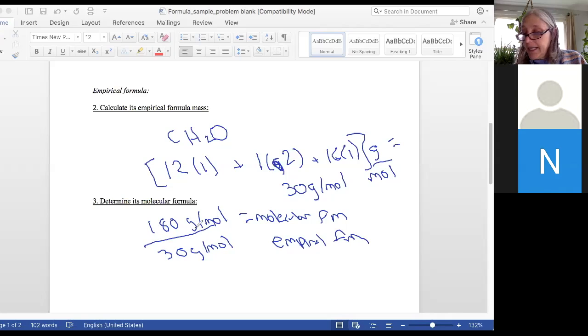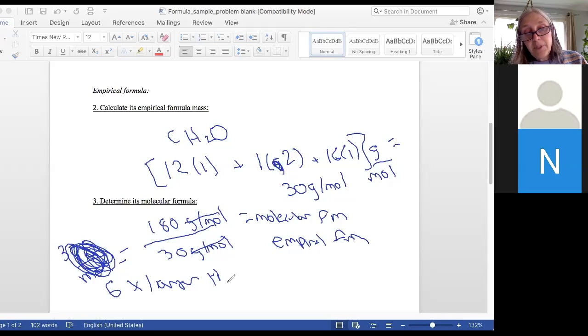So if we divide, we end up with, sorry, we'd end up with 6. I was looking at the wrong part of my sheet here because I do write it down because it's hard to talk and think at the same time. So 180 divided by 30 is 6. And then grams per mole cancels. So we have 180 divided by 30 equals 6. So basically what this is telling us is that the molecular formula is 6 times larger than the empirical formula.